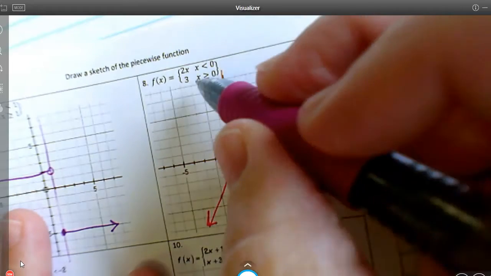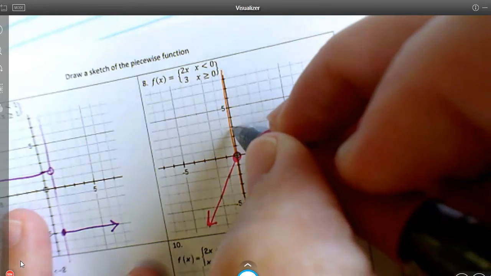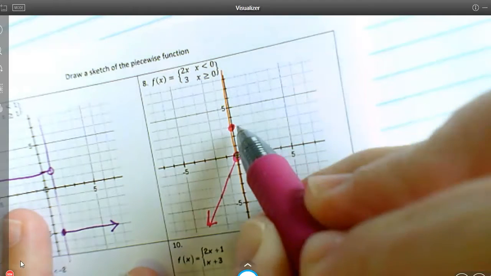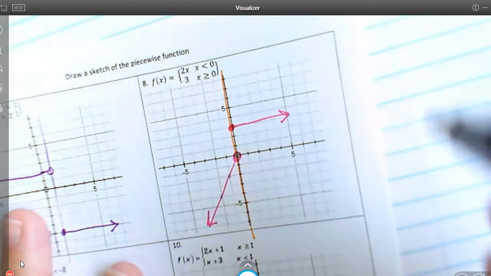On the right side, it says 3, so I'm going to go up to 3. It has an equals there, so I know it's included, and then I just draw a line at 3 going over.